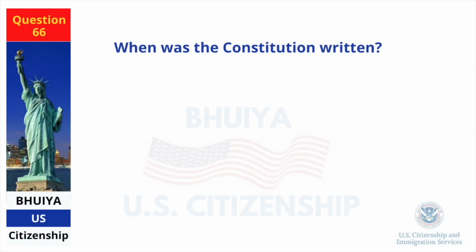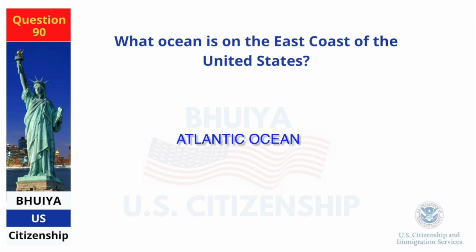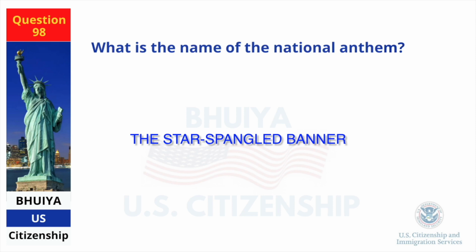When was the Constitution written? 1787. What ocean is on the east coast of the United States? Atlantic Ocean. What is the name of the national anthem? The Star-Spangled Banner.